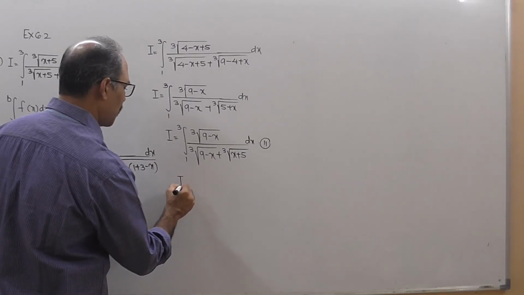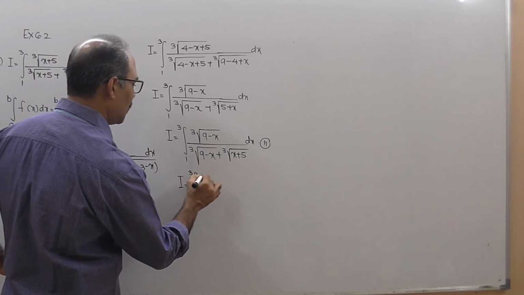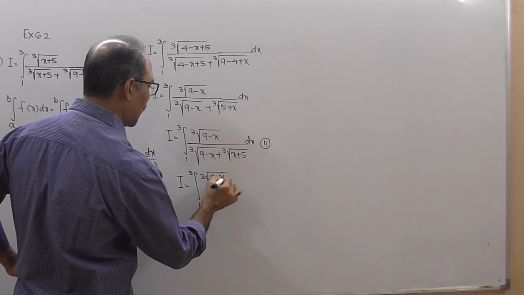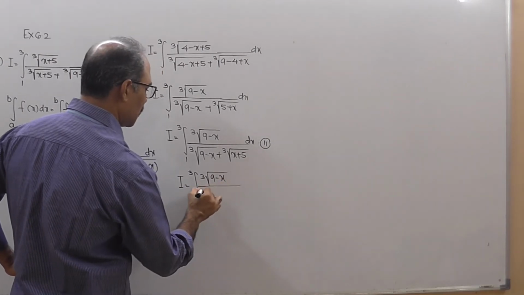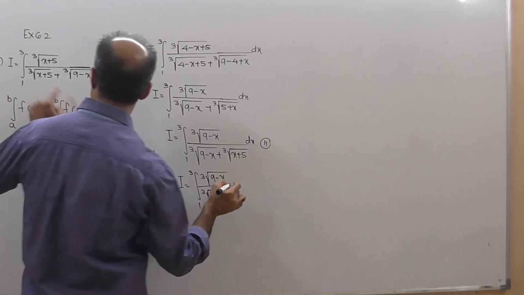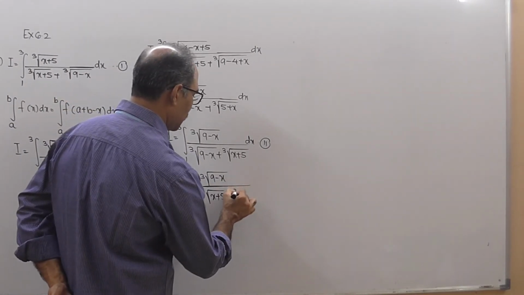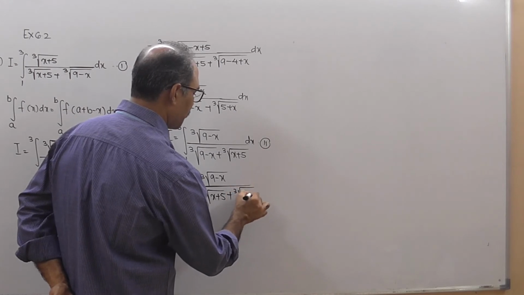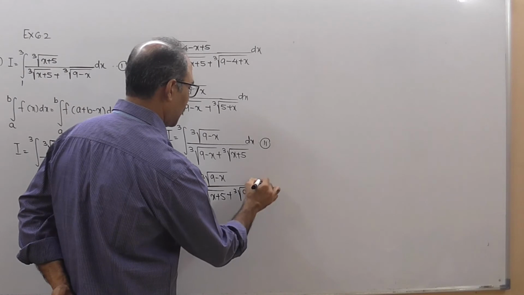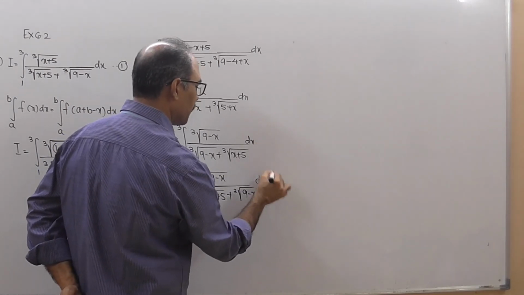I can just make a small simplification here. I can write this as 1 to 3. This is cube root of 9 minus x. इसको पहला cube root of x plus 5 लिखना, because question में है ना ये cube root of x plus 5 है, तो उसको पहले लिख देना, plus cube root of 9 minus x. Okay, and this will be dx, and you replace this by 2.